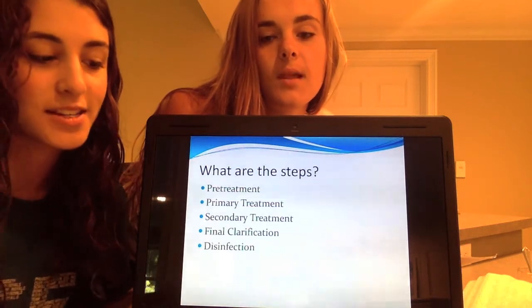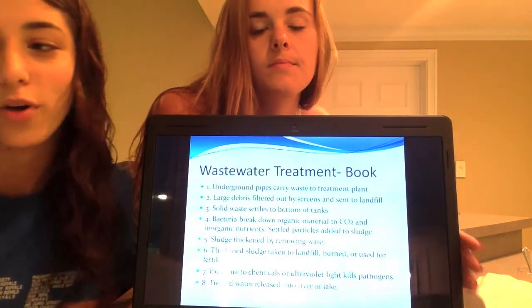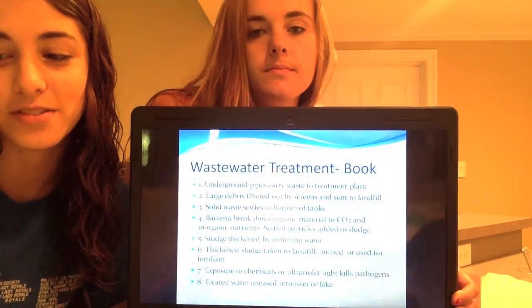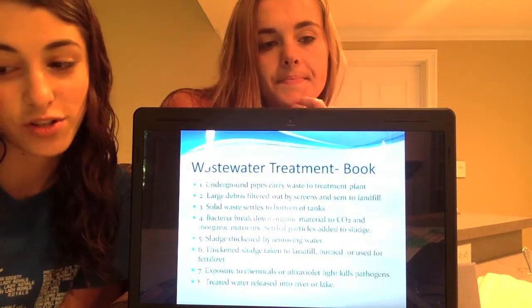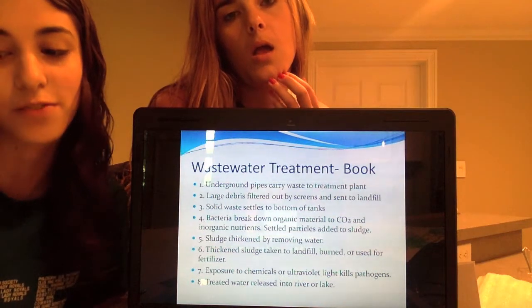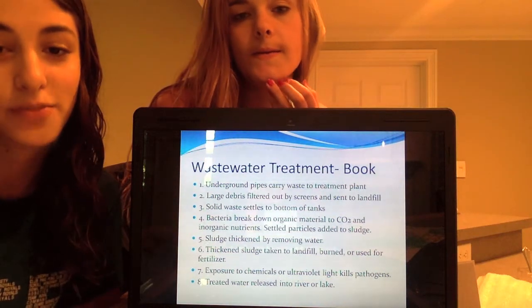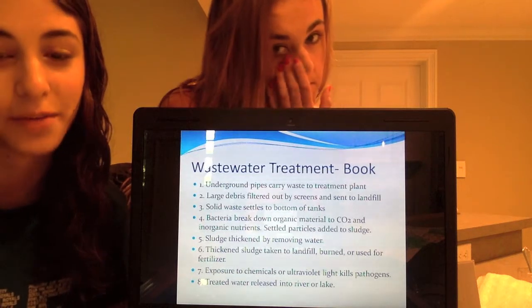These steps differed from the steps that we learned through our book, because wastewater is anything polluted in your house. In developed countries and municipalities, they use centralized sewage treatment plants that receive the wastewater from hundreds or even thousands of households via underground pipes. So the first step in our book was that underground pipes carry waste to the treatment plant.